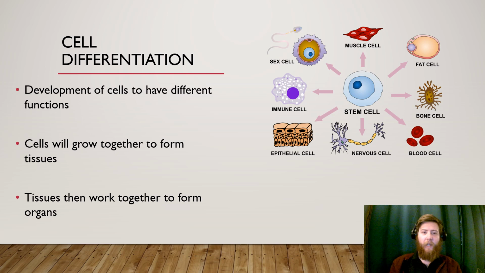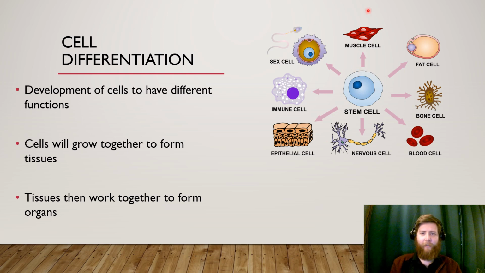As cells get older, they go through this process called cell differentiation, where development of cells to have different functions happens. Cells will turn into different kinds of cells: immune cells, epithelial cells, nervous cells, blood cells. These cells will form tissues. When we talk about bone, bone is a tissue, or you can call bone an organ. It just depends on your definition of it.